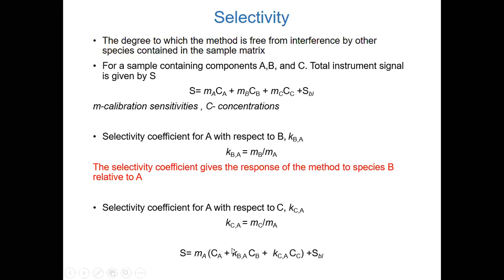Now we know the K values. We know slope of A and K, all these things. Then we can calculate by using the selectivity coefficient. We can determine whether we will be able to get a signal for A in the presence of other components.